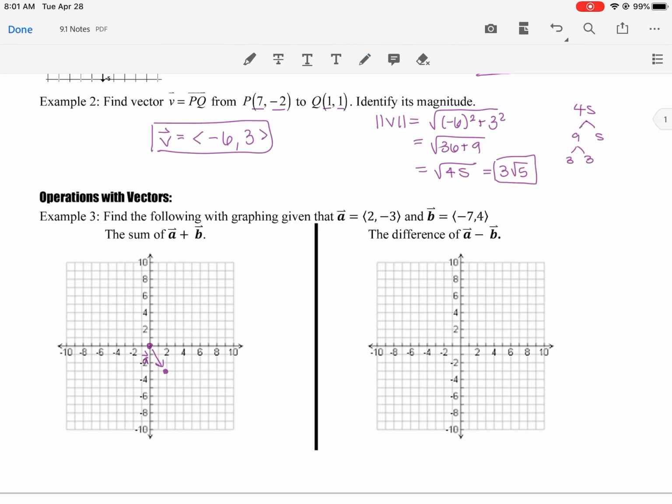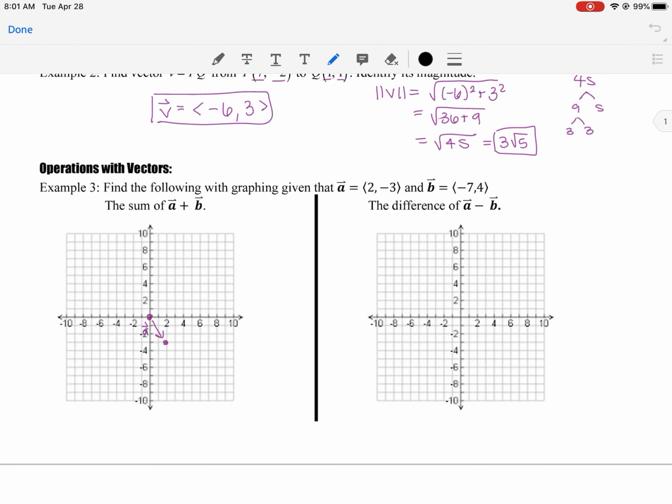In this case, I usually graph what I call the tip to tail method. Let me put it over here: tip to tail. What that means is that the terminal point of the first vector is the initial point of the second.